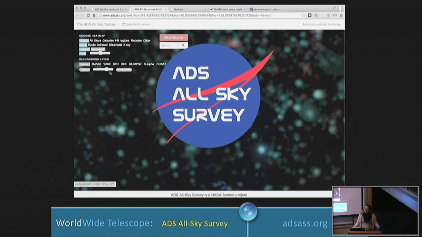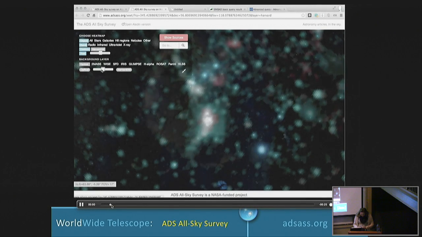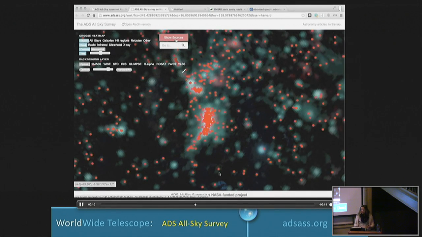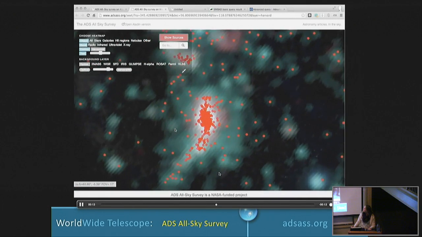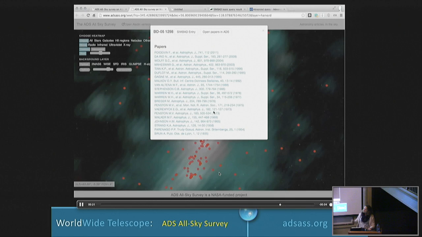So you may have heard of the ADS All Skies Survey, which is this website where you can go on and, let's see if this is working, change how you view the sky, and then you can show the sources. When you zoom in and click on one of these red dots, it'll bring up all the articles ever published about this object, and then you can view them online. And so the Old Astronomy aspect of this project is doing the same thing for images.